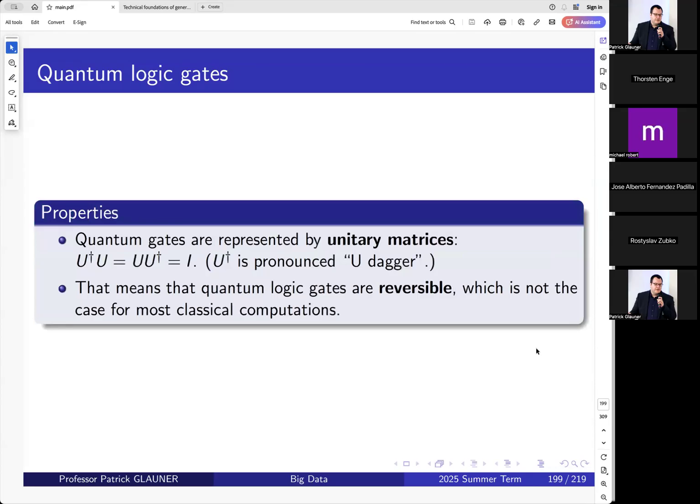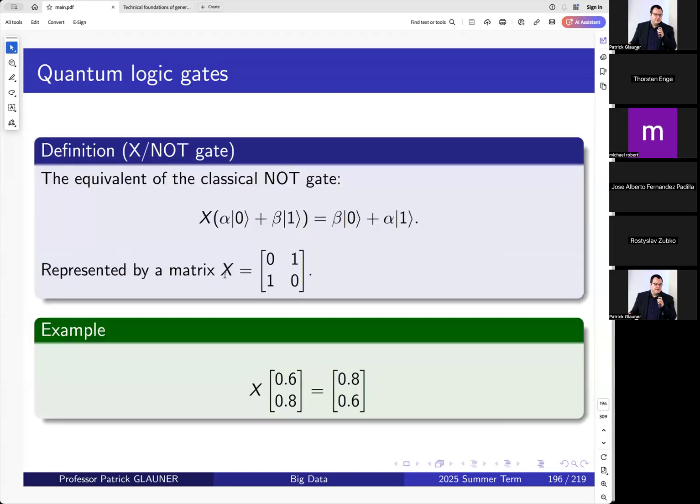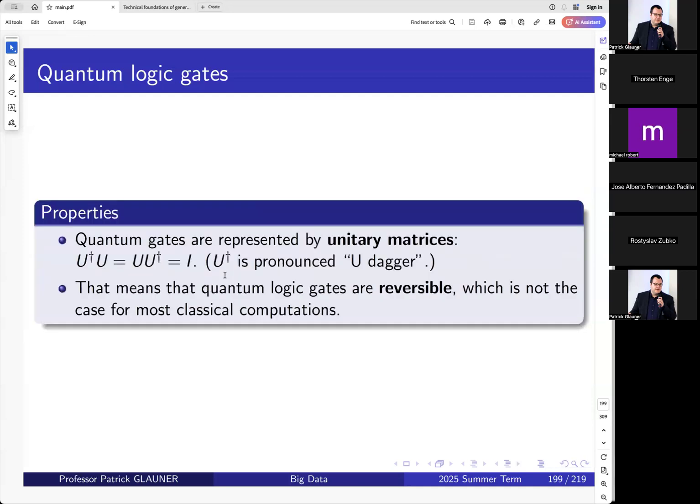Now, a few more words. I talked about these quantum logic gates, like the Hadamard matrix, the NOT matrix, and there are many more fundamental quantum logic gates. For them, there's also a constraint. Each quantum gate is represented by a matrix, but not just by any matrix. Concretely, quantum gates are represented by unitary matrices.